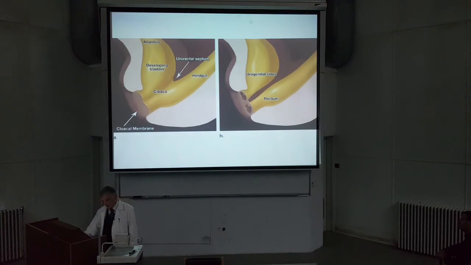The hindgut is cloaca, which is common between developing a bladder and the last part of the gastrointestinal tract. A septum goes in and divides it into urinary passages and the rectum.